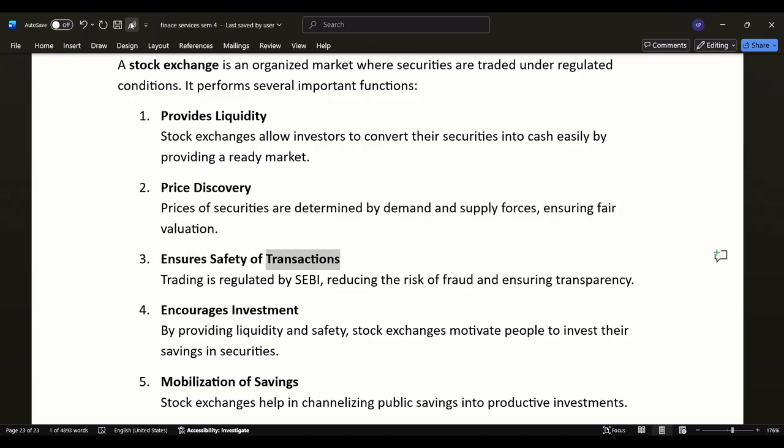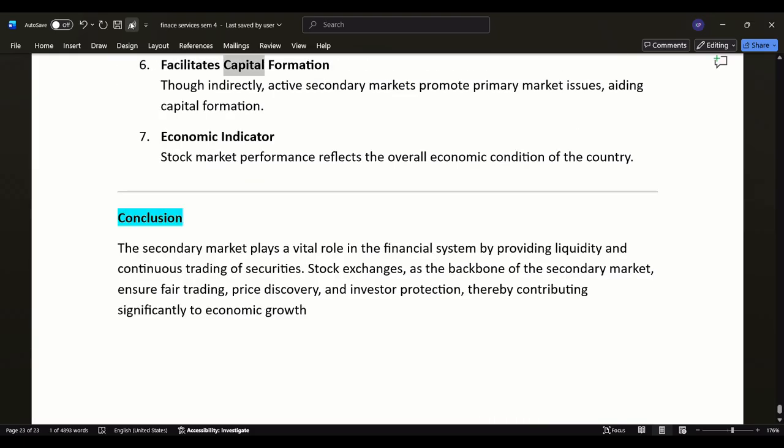Ensures safety of transactions. Trading is regulated by SEBI, reducing the risk of fraud and ensuring transparency. Encourages investment. By providing liquidity and safety, stock exchanges motivate people to invest their savings in securities. Mobilization of savings. Stock exchanges help in channelizing public savings into productive investments. Facilitates capital formation. Though indirectly, active secondary markets promote primary market issues, aiding capital formation. Economic indicator. Stock market performance reflects the overall economic condition of the country.